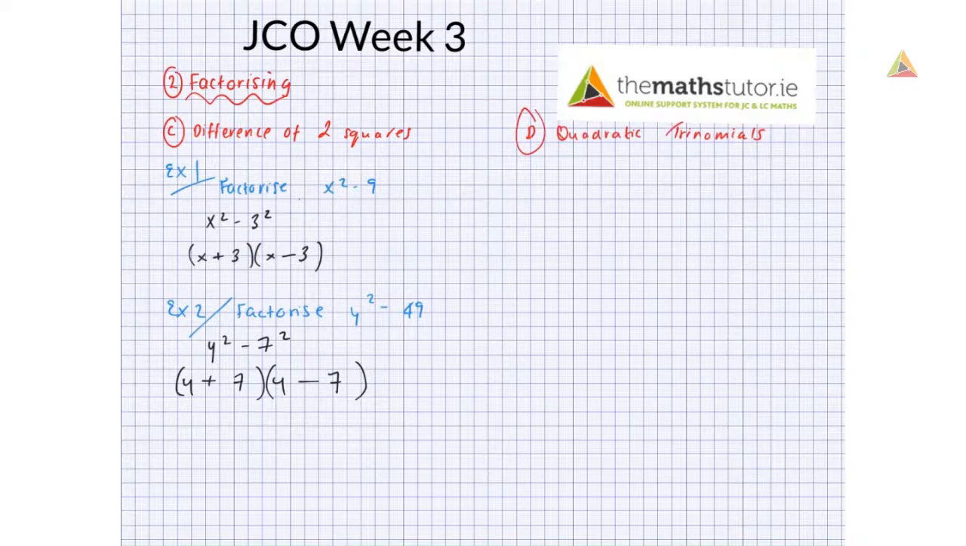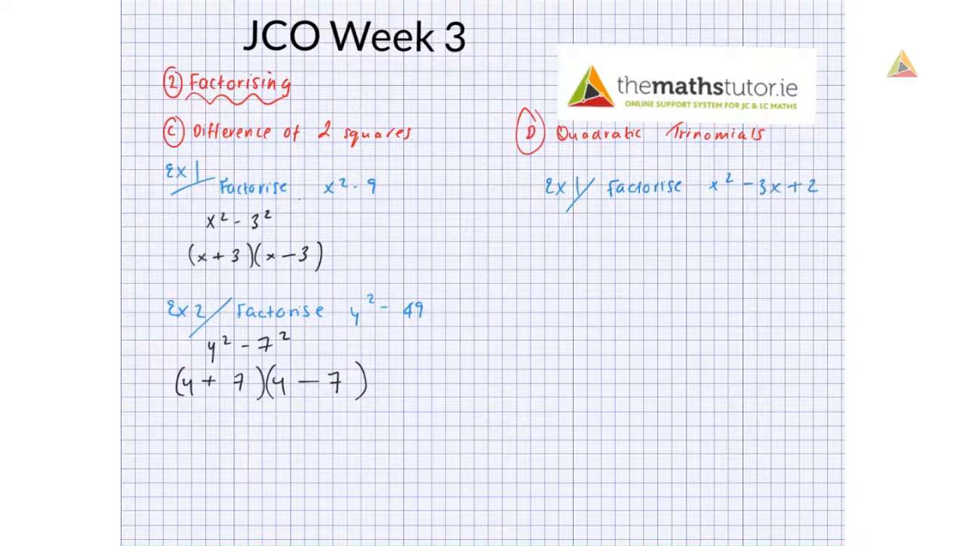Okay, so we're on to quadratic trinomials now. I'm going to run through an example here, and we have covered this already, so it's just going to be revision, and then I'm going to complete an exam question with you. So again, you'll be asked to factorise, and the example I'm going to give you this time is going to be x squared minus 3x plus 2.